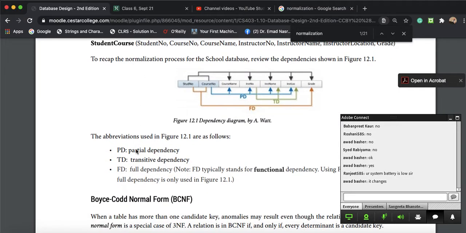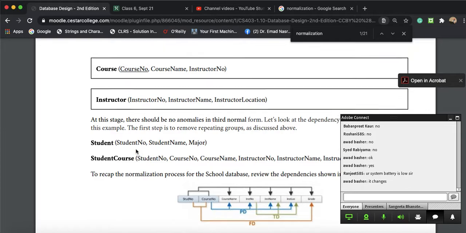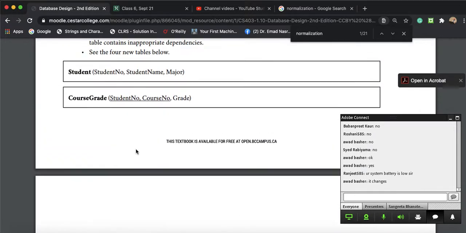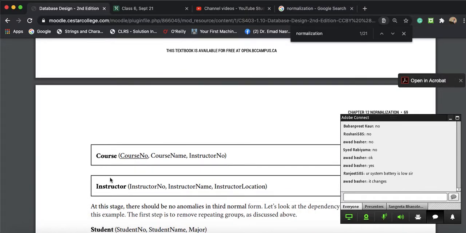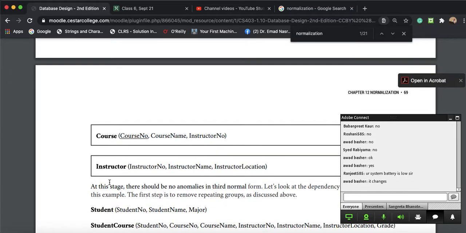So finally, we will have these 1, 2, 3, 4 relations, and the whole database is normalized. Is it normalized? Yes, it is.